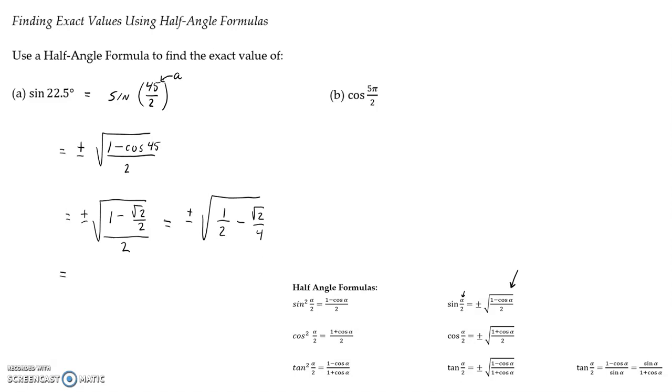Let's take this one just a little bit farther here. I want to be able to subtract these fractions, so I'm going to rewrite them so they have a common denominator of 4. So 2/4 minus radical 2 over 4 is going to give me positive or negative square root of 2 minus radical 2, all of that over 4. And keep in mind we can break that apart into the square root of the top and the square root of the denominator.